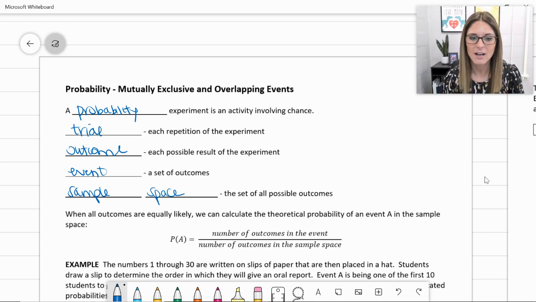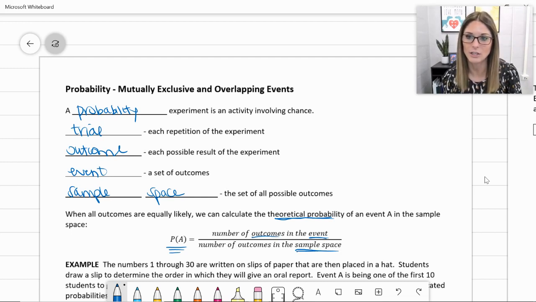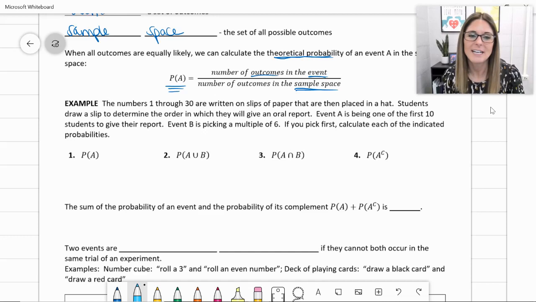When all outcomes are equally likely, we can calculate the theoretical probability of event A in the sample space by computing. This says probability of event A would be the number of outcomes in the event out of the number of outcomes in the sample space. So outcomes in the event that you are looking for it to occur out of total number possibility in the sample space. Let's look at an example.